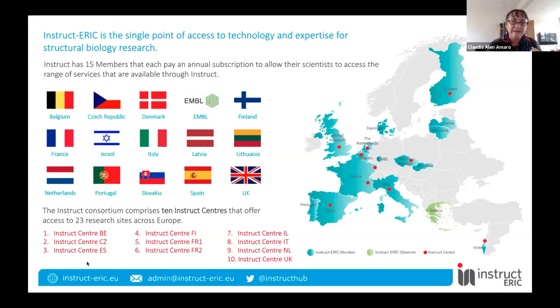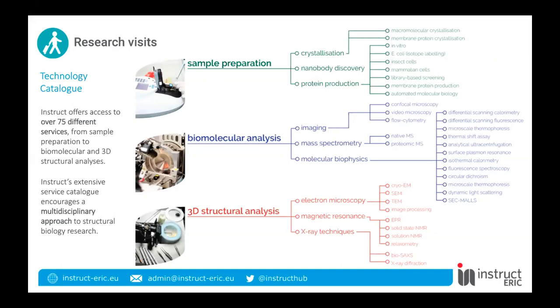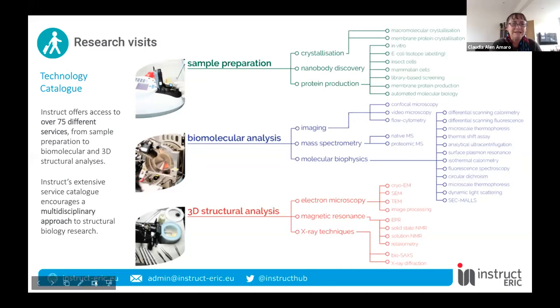Another thing to take into account when you think of how you are going to manage the complexity of Instruct is our catalog. Our catalog includes 75 different services, from sample preparation to biomolecular and 3D structural analysis. This extensive service catalog encourages a multidisciplinary approach to structural biology research. And you have to take into account that not only are there all these services, but some of these services are offered in different countries.